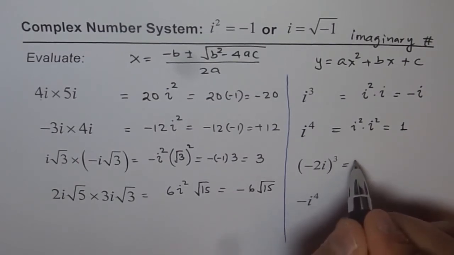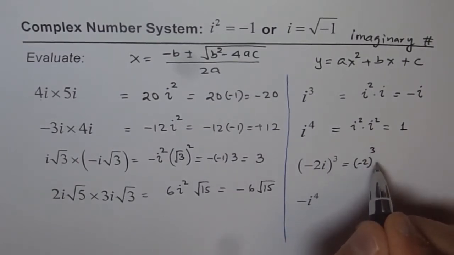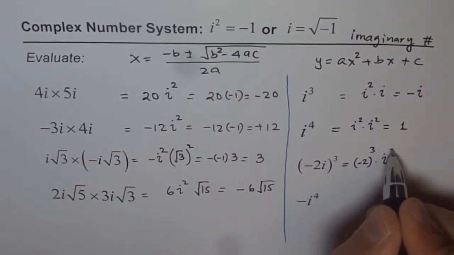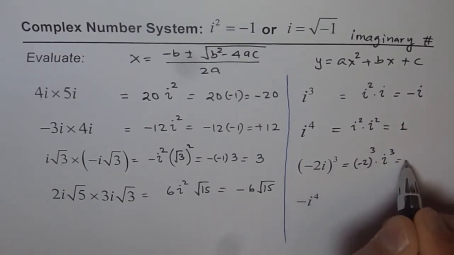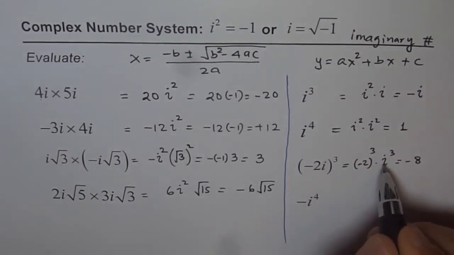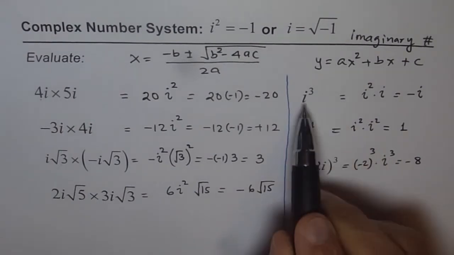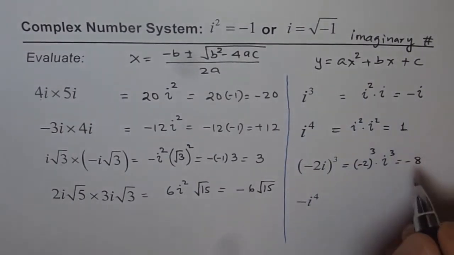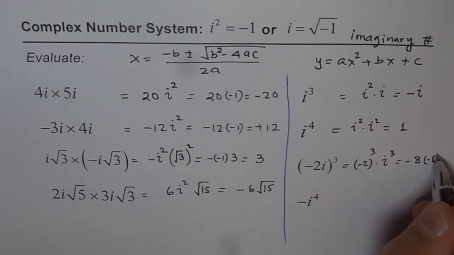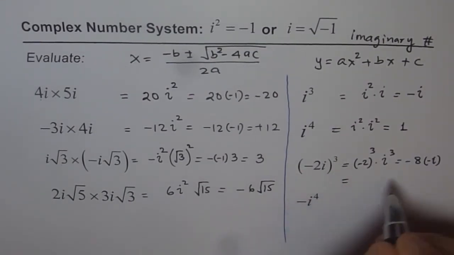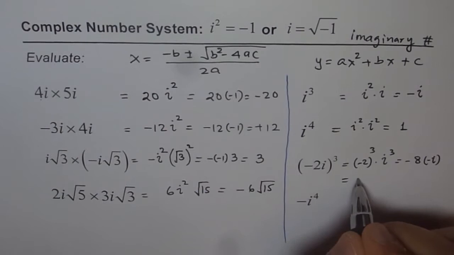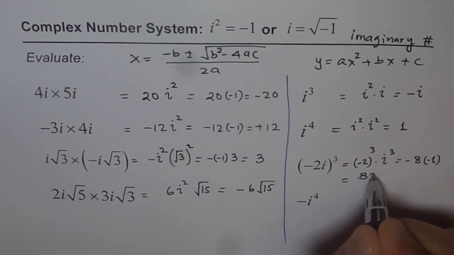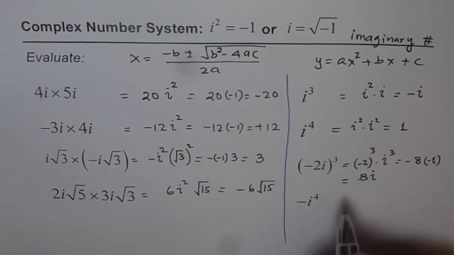Now in this case, we have minus 2 cubed times i cubed, right? Minus 2 cubed is minus 8, and i cubed will give me what? We just did it, right? i squared times i, which is minus i. So I can write this as minus 8 times minus i, and minus times minus is plus. So I'll write this as plus 8i. Is it okay? That is how we do it.